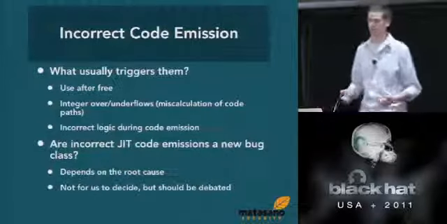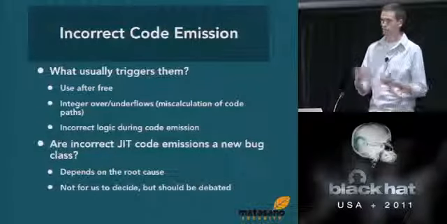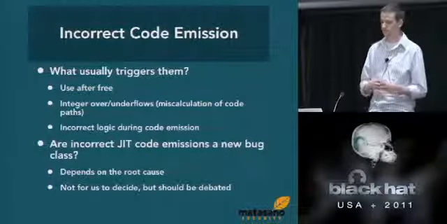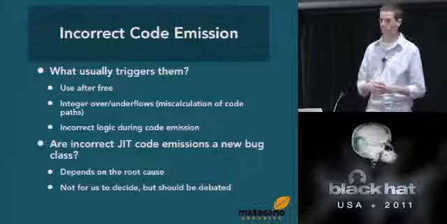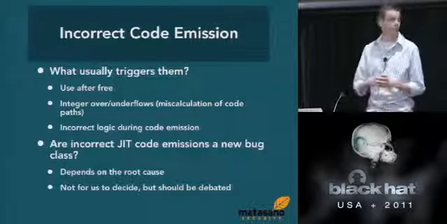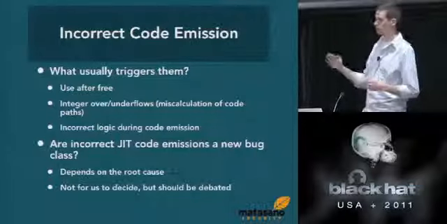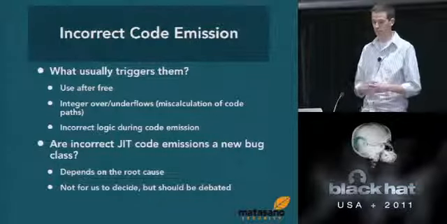So what usually triggers these kinds of bugs? In the case of the Mozilla bug, the use after free is what happened. Of course, integer-related bugs can certainly come into play here, when you're calculating where you're writing code to memory and where other code is stored and branching to that other code. It's a lot to keep track of.